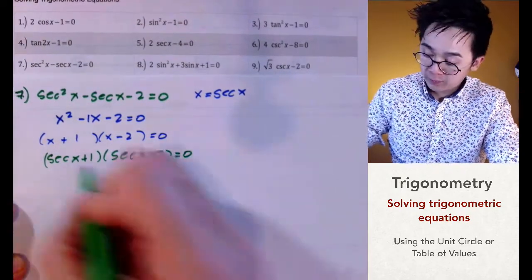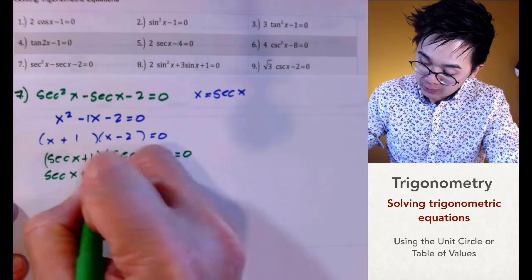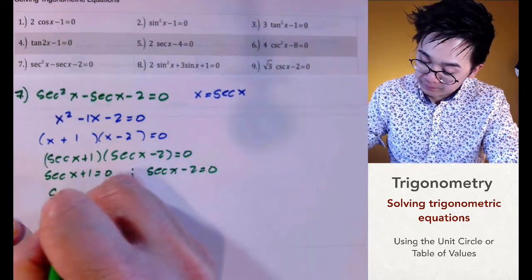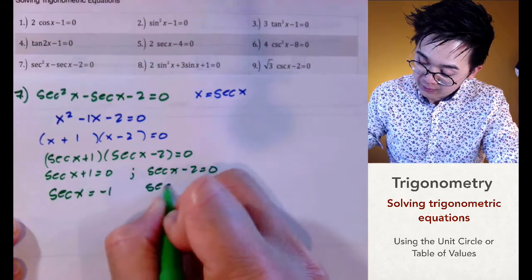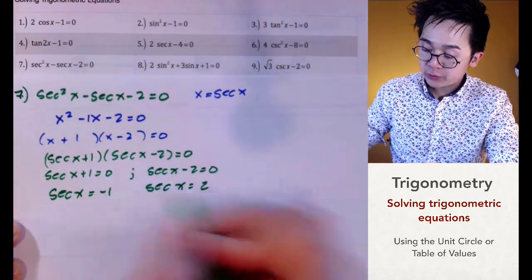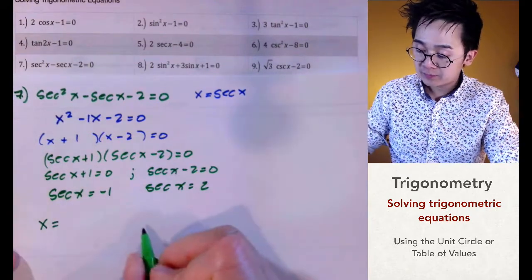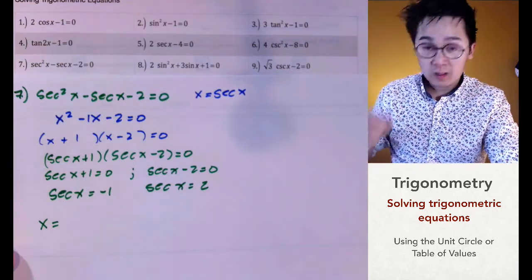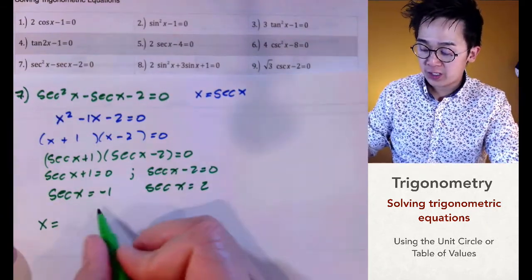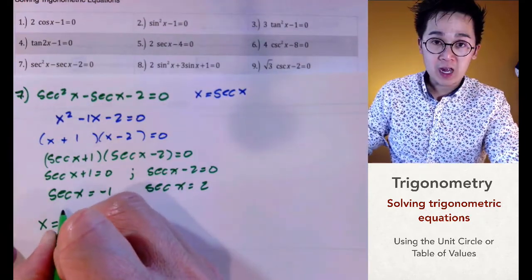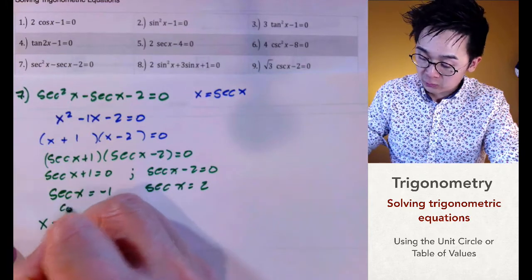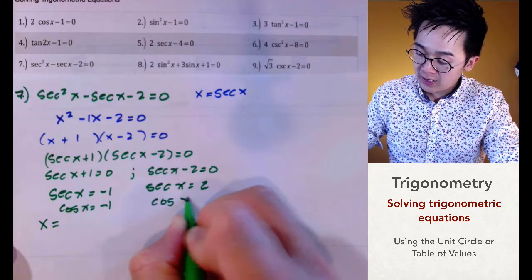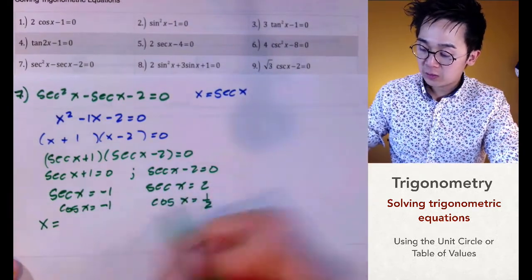So we have secant x plus 1, and we have secant x minus 2. And by zero product property, we'll equate both of them to 0. So we can solve for secant: secant x equals negative 1, and secant x equals positive 2. So we're going to be looking for all the values of secant x equal to negative 1, and all the values of secant x equal to 2. Now, we know that the inverse of secant x is cosine. So this is cosine x equals negative 1, and cosine x equals 1/2. So these are the two values that we could use.